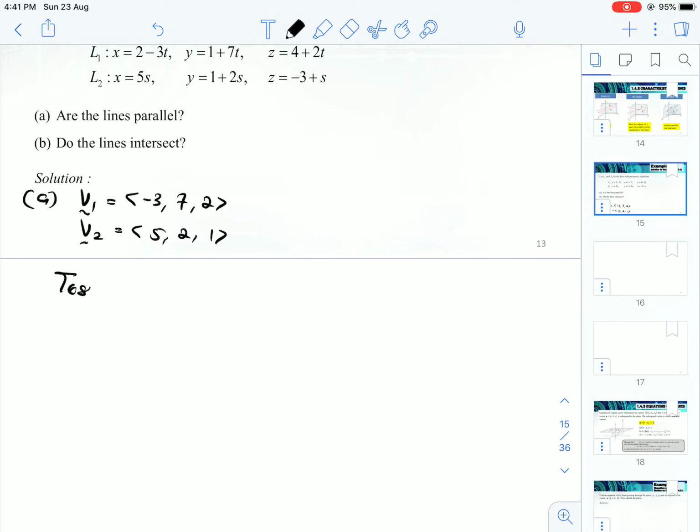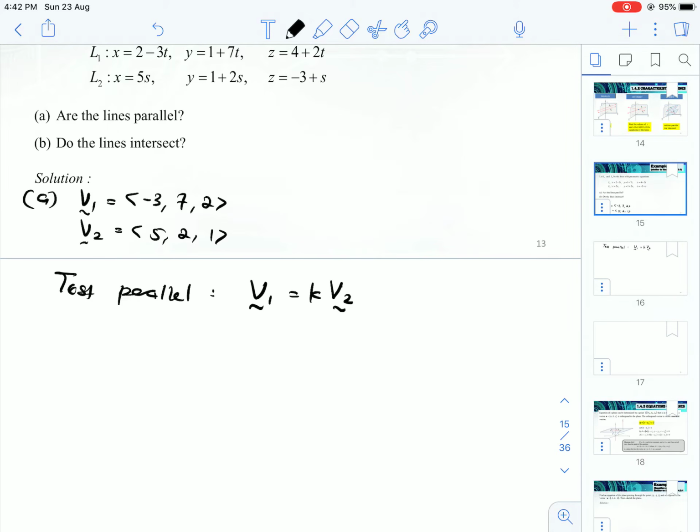So to test parallel, we need to find the values of k. k is a constant, any constant that fulfills this equation. k can be any number, positive or negative. But there is no coefficient k here such that V1 is equivalent to kV2.